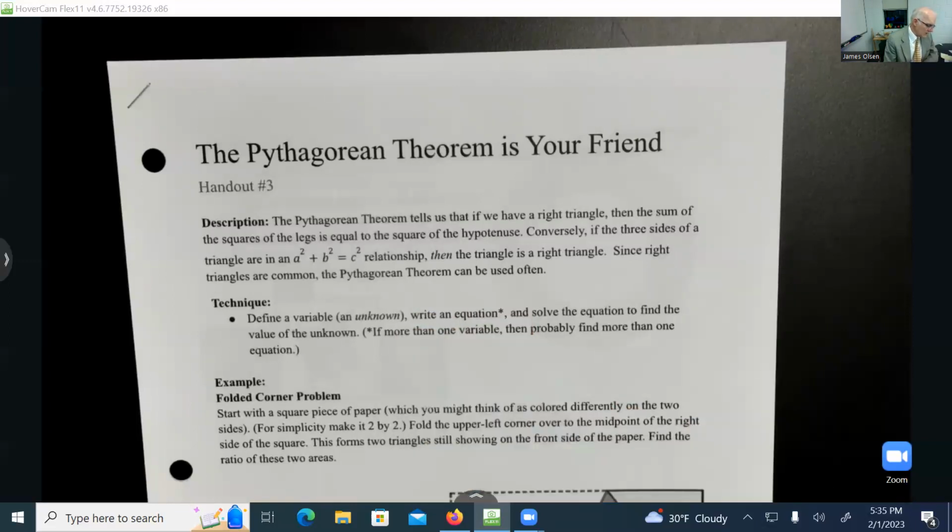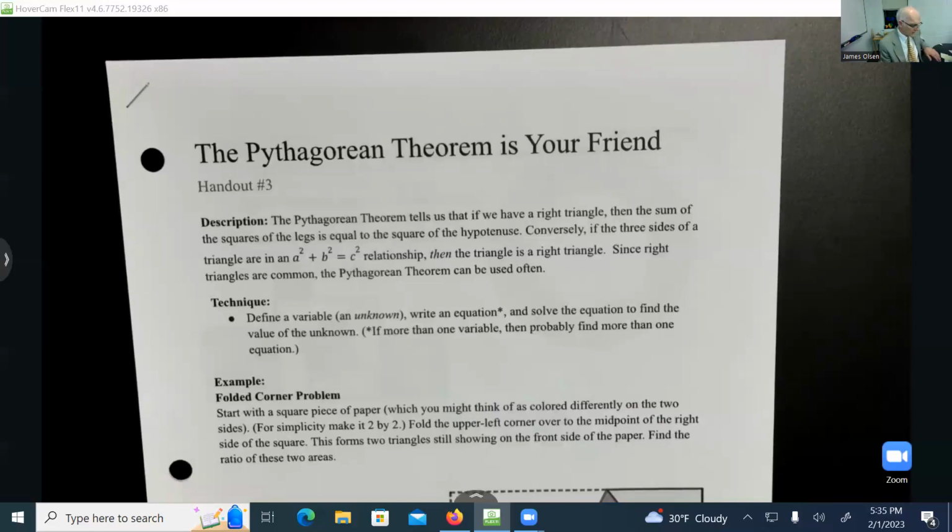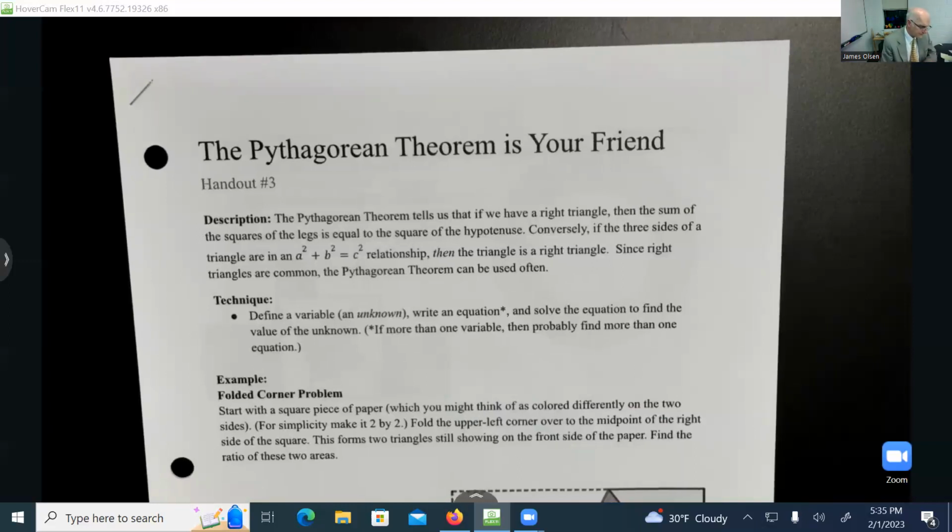The technique that we're going to be showing here is that we can define a variable, which is an unknown, write an equation, and then solve the equation to find the value of the unknown. Now, if there's more than one variable, you may need more than one equation. So let's take a look at our example.